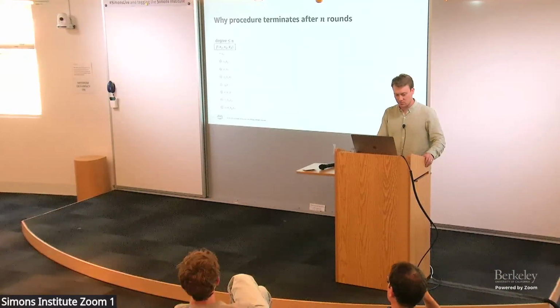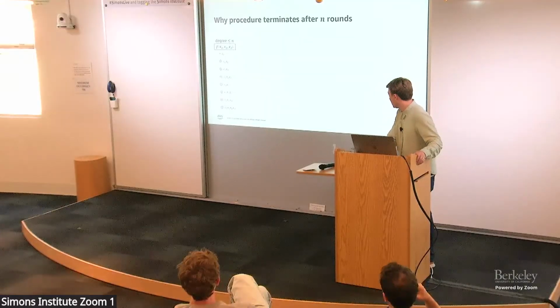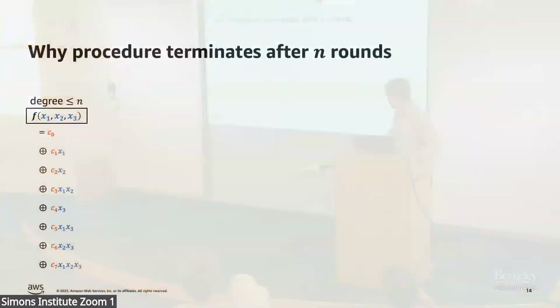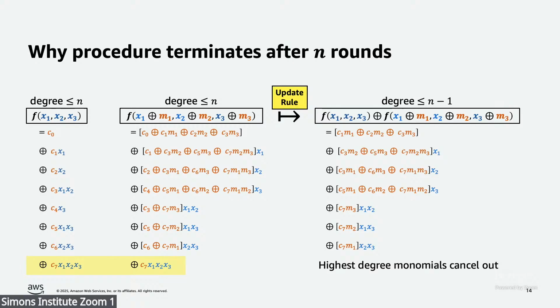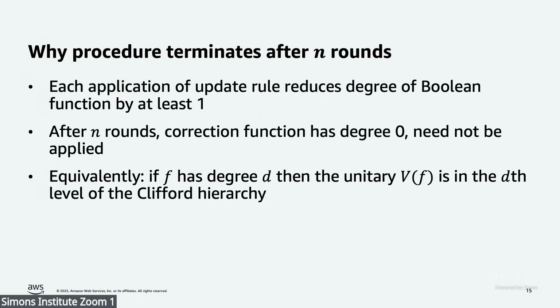Yeah, I guess just to maybe quickly say why it terminates after n rounds. The reason is if you were to expand this function f, this Boolean function, in terms of its bits, it's a polynomial, and then you were to expand this other Boolean function with the same, but transformed by this measurement outcome m, you get a different expansion, but the highest degree monomial, the last one, is the same. So when you add them together, in the update rule, the highest degree monomial cancels out, and the degree is reduced by 1.